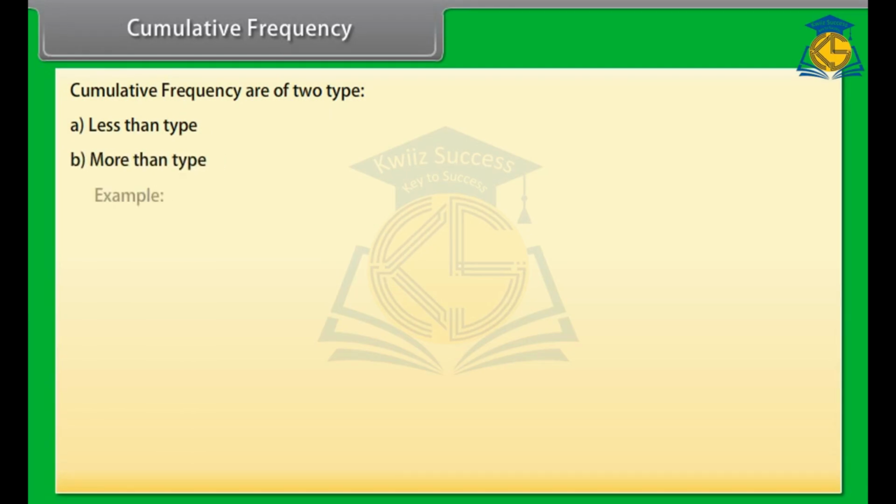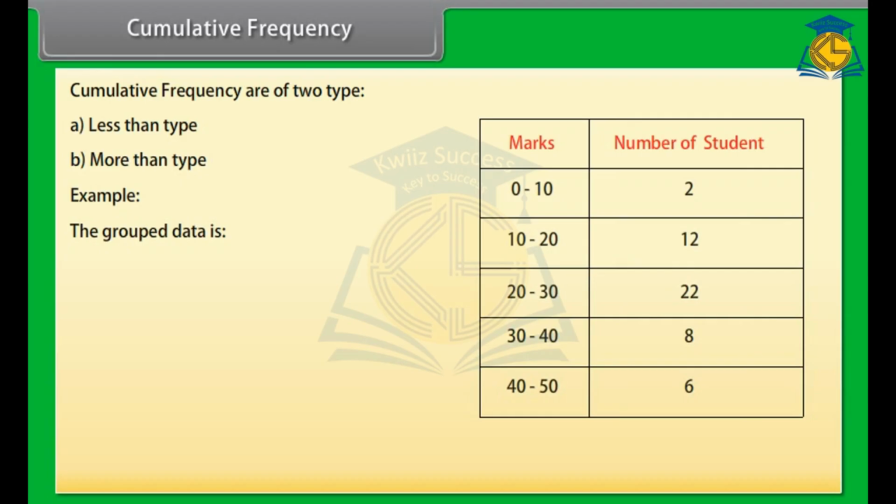Let us understand it with example. The grouped data is: for marks 0 to 10, number of students are 2. For marks 10 to 20, number of students are 12. For marks 20 to 30, number of students are 22. For marks 30 to 40, number of students are 8. For marks 40 to 50, number of students are 6.